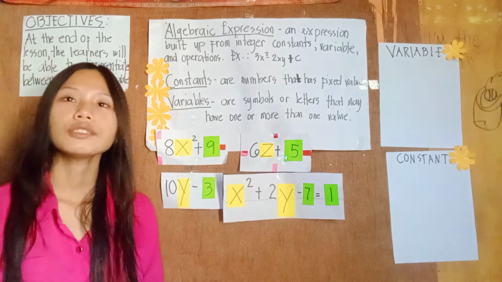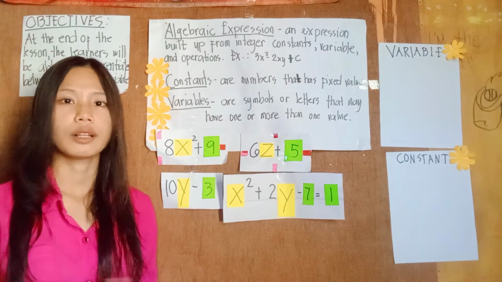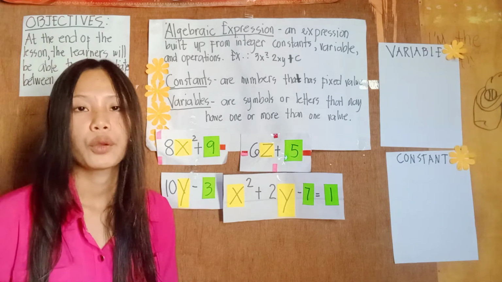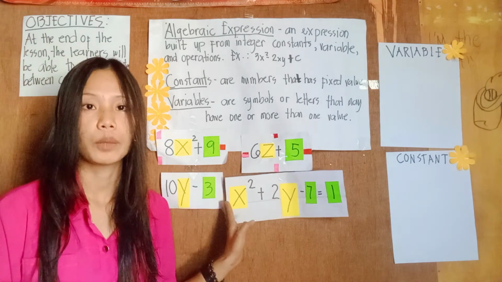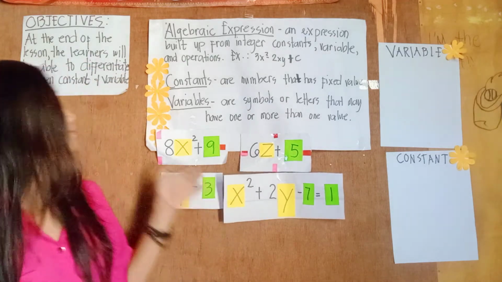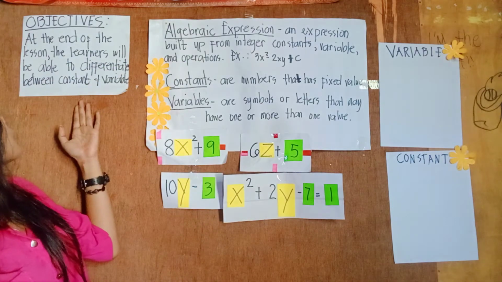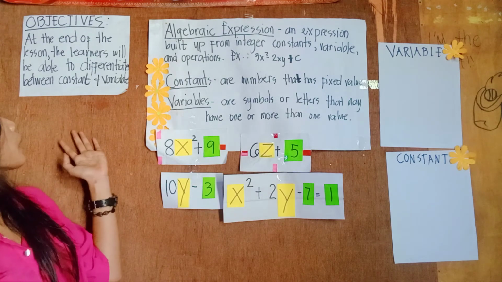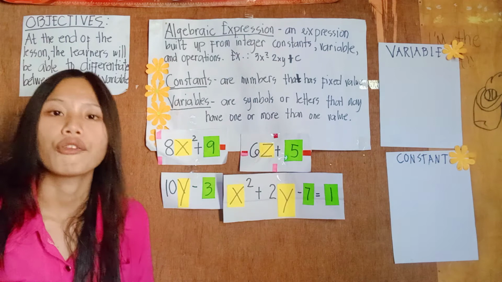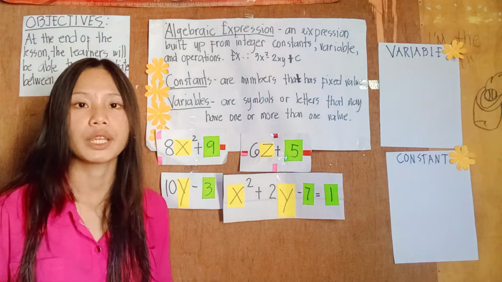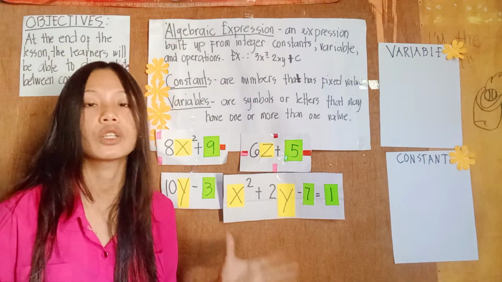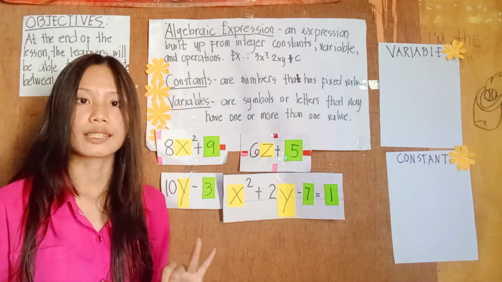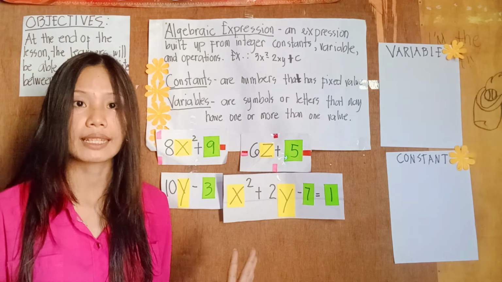Okay. So now, everyone, let's move on. I want you all to read our objectives for today. At the end of the lesson, the learners will be able to differentiate between constant and variable. So that would be our topic for today. We are going to differentiate the variable and then the constant within the algebraic expression.